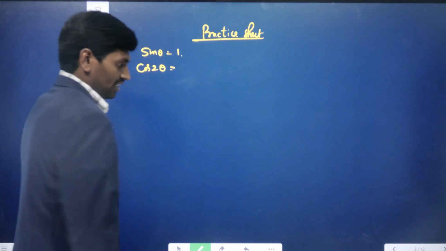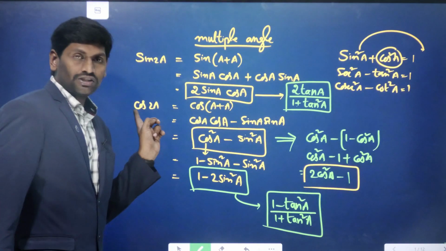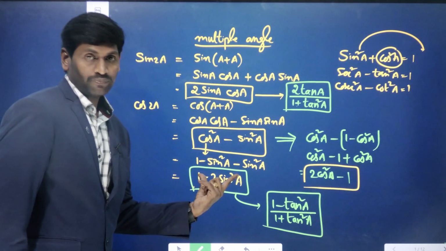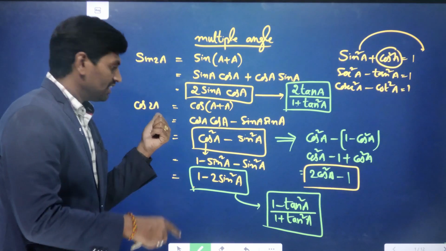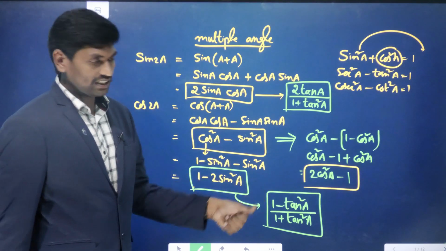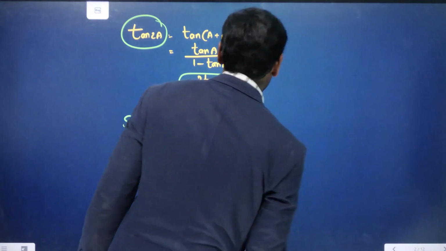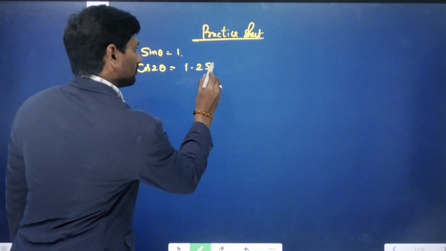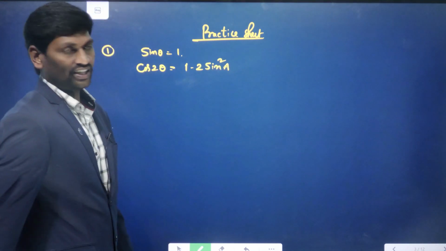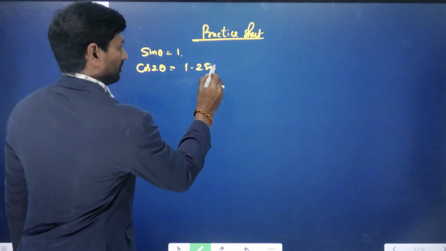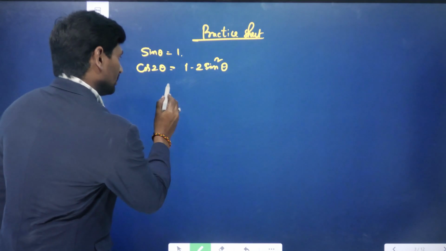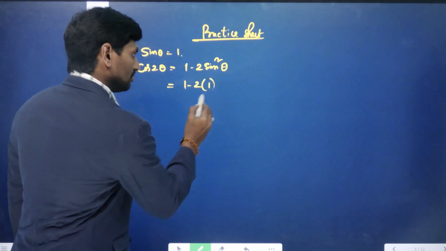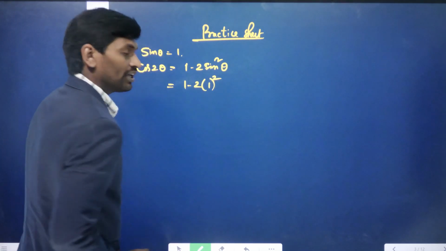The cos 2 theta formula in terms of sin. The cos 2a formula in terms of sin is 1 minus 2 sin square a. In the place of a, if we take theta, we can write 1 minus 2 sin square theta. So for this we can use the formula 1 minus 2 sin square theta. Okay? That equals 1 minus 2 into the sin theta value, which is 1. Substitute the value in the place of sin theta: 1 square. 1 square value is 1 only.